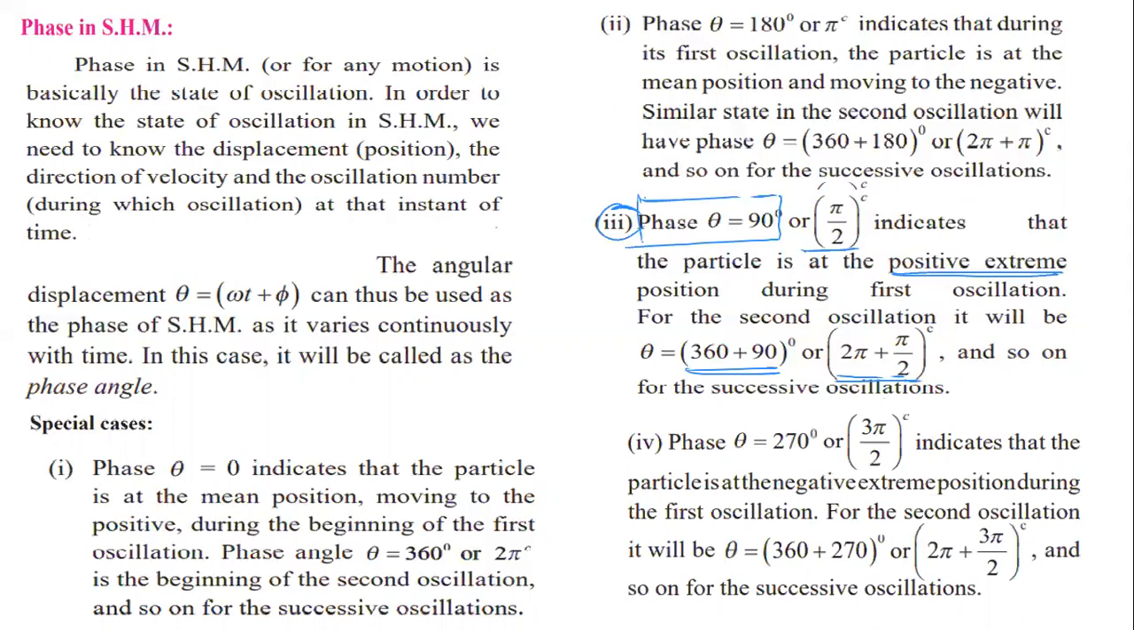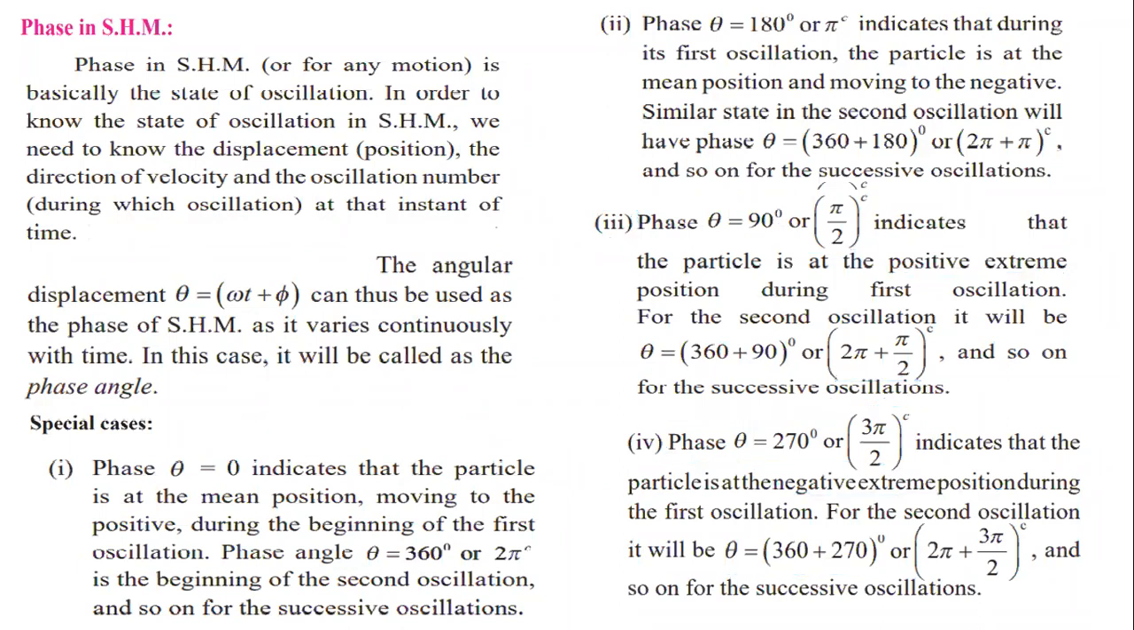Now the next one is, if the phase is 270, it means that the particle is at negative extreme position during the first oscillation. For the second oscillation it is 360 plus 270, or we can write 2 pi plus 3 pi by 2 radian, and so on for the successive oscillation.